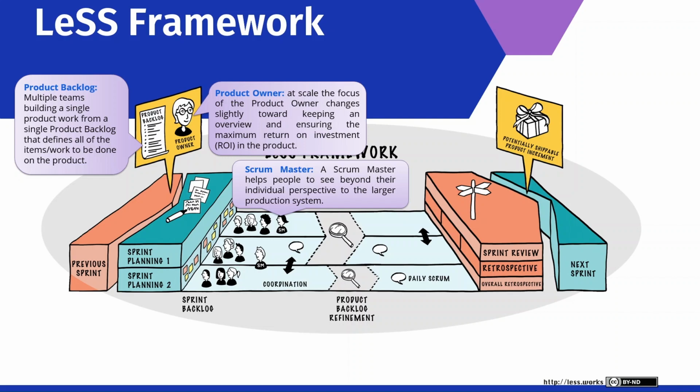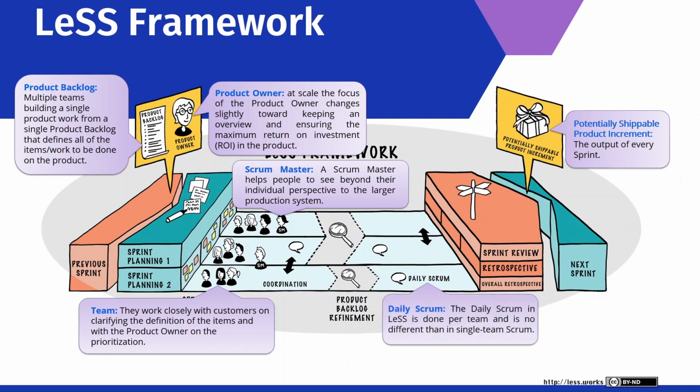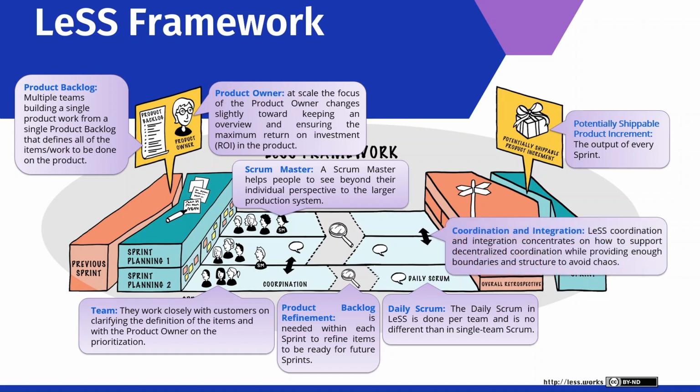We find also the teams. They work closely with customers on clarifying the definition of the items and with the product owner on the prioritization. The output of every sprint is called a potentially shippable product increment. The daily Scrum in LeSS is done per team and is no different than in single team Scrum. The product backlog refinement is needed within each sprint to refine items to be ready for future sprints. LeSS coordination and integration concentrates on how to support decentralized coordination while providing enough boundaries and structure to avoid chaos.